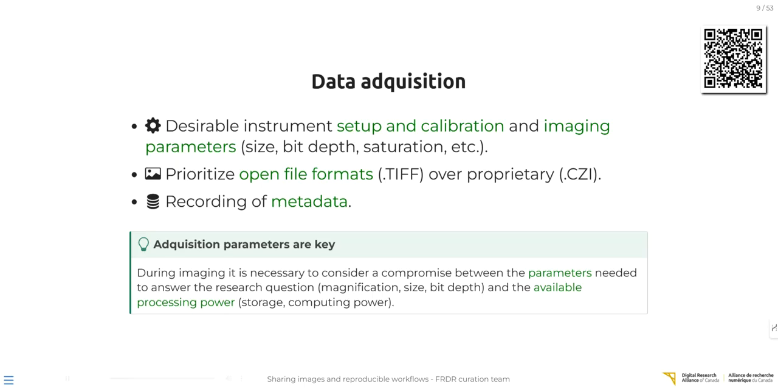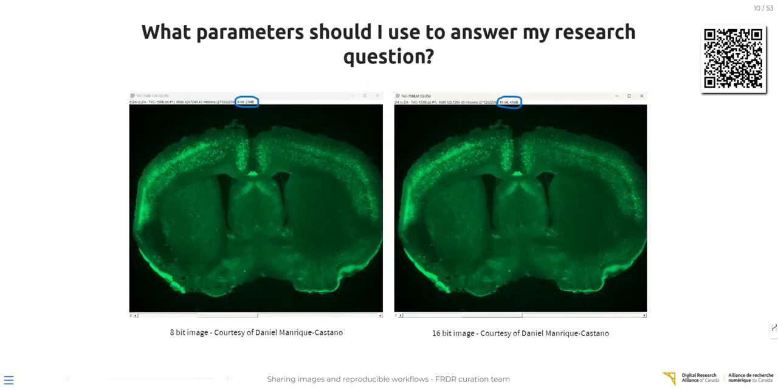Importantly, don't forget metadata. Metadata is essential for interpreting the image. What instrument was used? What were the settings? Without this context, an image loses much of its scientific value. Data acquisition isn't just a technical step, it's foundational to reproducibility and FAIR data. What parameters should I use to answer my research question?